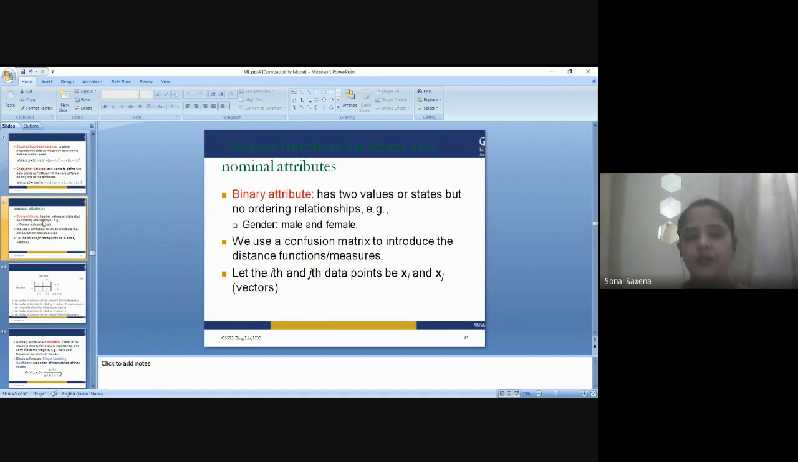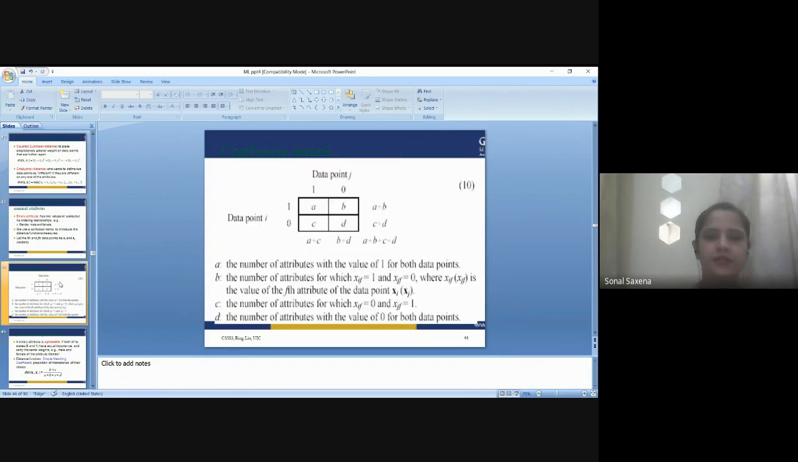Now for this kind of thing, we use a confusion matrix. You might have heard about this in data mining also. We have seen what a confusion matrix is. So we use a confusion matrix to introduce the distance functions and measures. Now let the ith and jth data points be xi and xj, the vectors from which we are finding the distances. Then this is the confusion matrix that we have created. We take the two values as the row and the column, and here are the values.